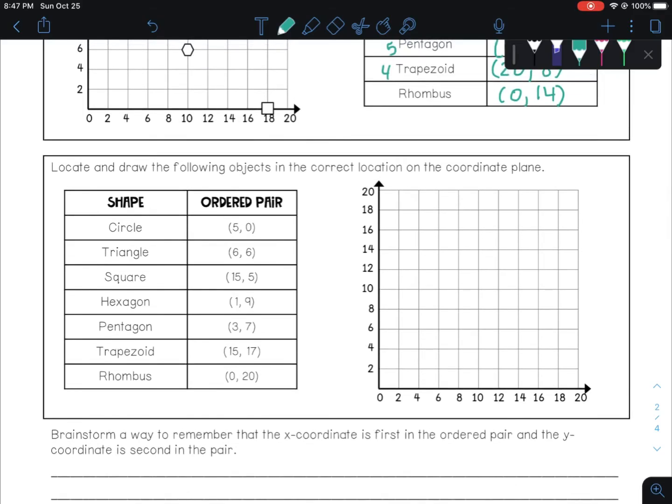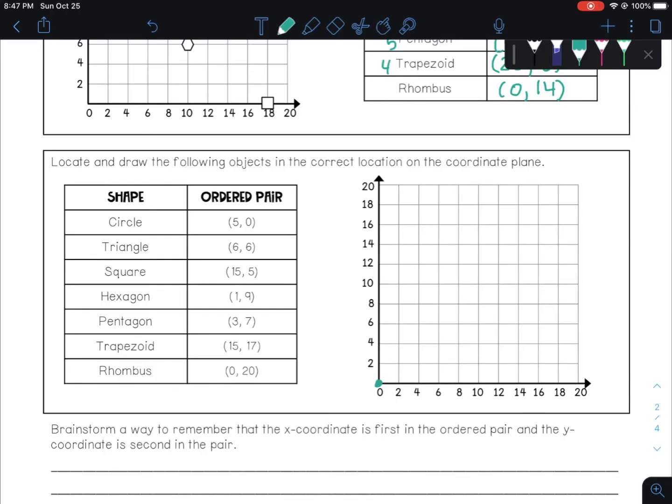Now let's actually try the opposite. Let's plot them. So we always start at 0, 0 in the corner here. And it's left and right, up and down. So for the circle, left, right, 5. So we're going to go over 5, which is going to be right here, between the 4 and the 6. And up 0, so we actually just stay right here. And that's the circle.